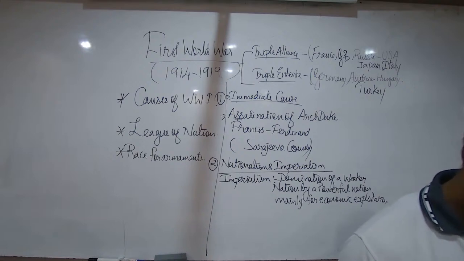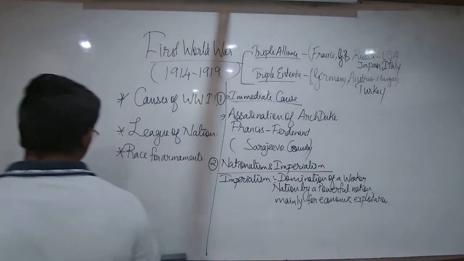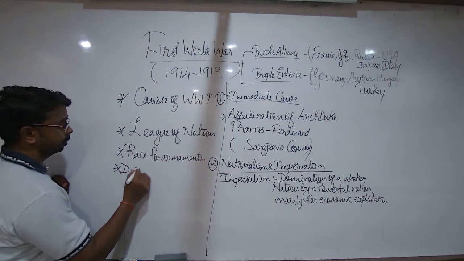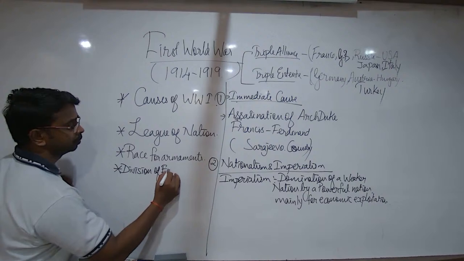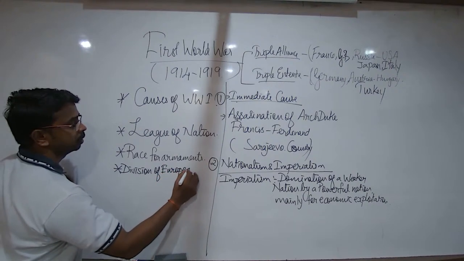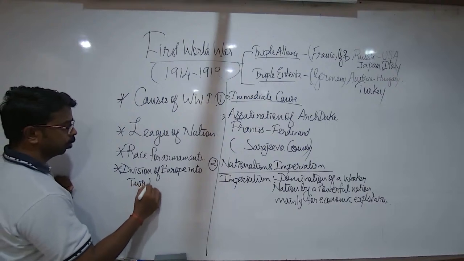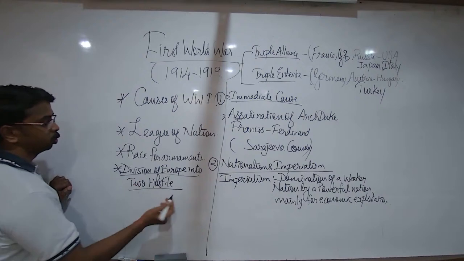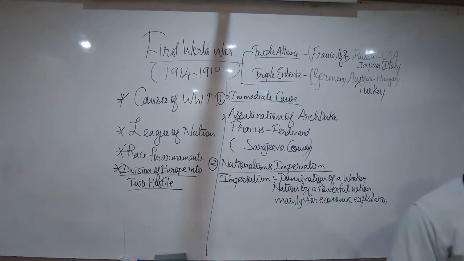Okay, next point you can write down: Division of Europe into two hostile groups. I am writing: Division of Europe into two hostile groups. Spelling is right here. Into two, T-W-O, hostile. What is hostile? Enemy groups. The groups were not enemies; the members in them were enemies of each other. Two hostile groups.